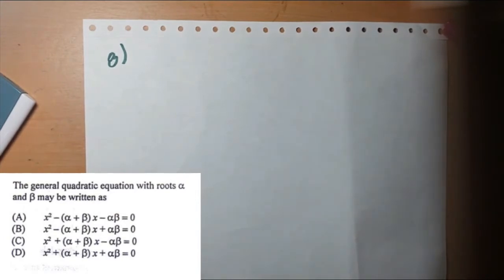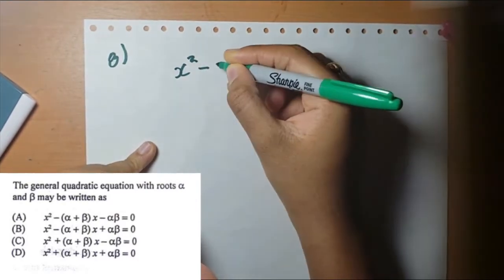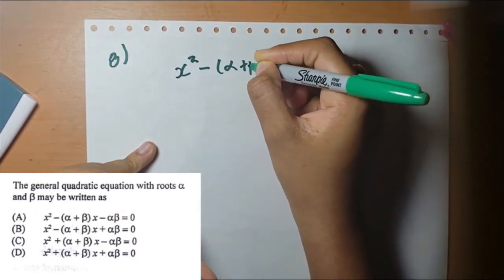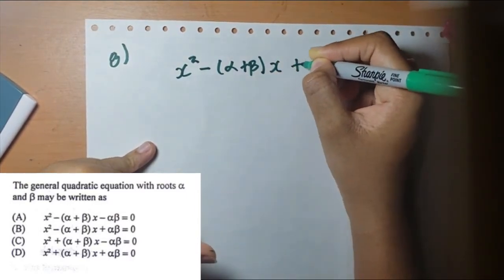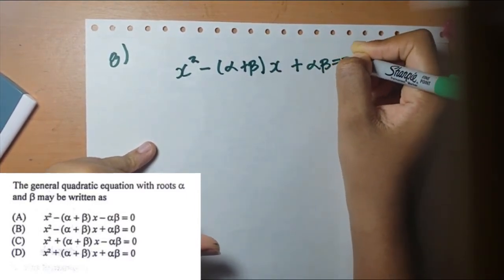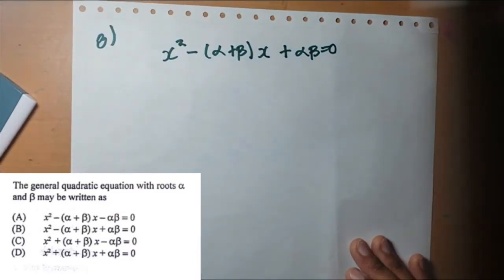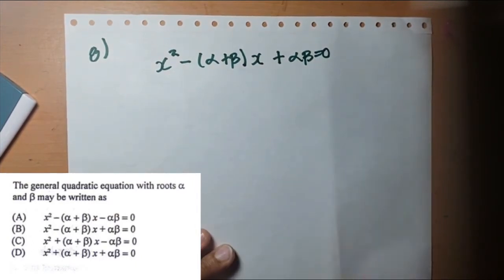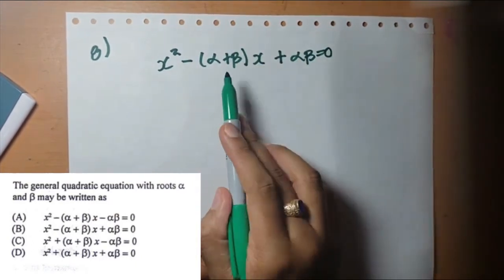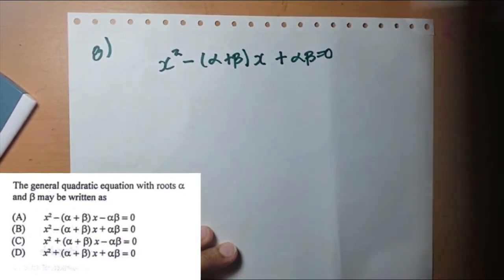You understand? So with the roots alpha and beta, it's going to be x squared minus the sum, that is alpha plus beta, x plus the product, and that's equal to 0. It's just a standard form that you need to know and understand for yourself. So just remember, minus the sum plus the product. It's just two signs to remember.